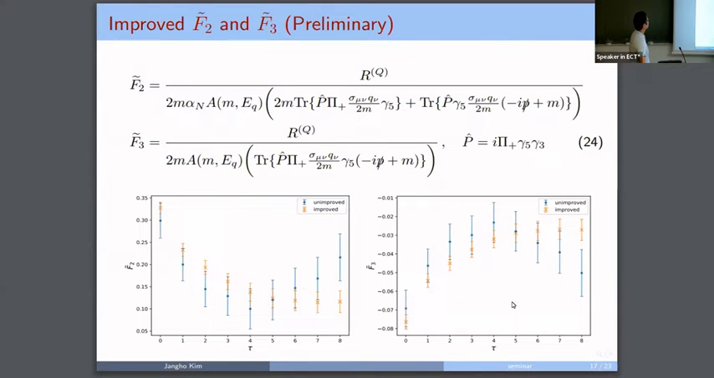So we can compute F2 tilde and F3 tilde by dividing the coefficient from the ratio R. Then we get F2 tilde and F3 tilde like this. Unimproved is blue and improved is yellow. What is the momentum transfer? I think this is Q squared is 1.